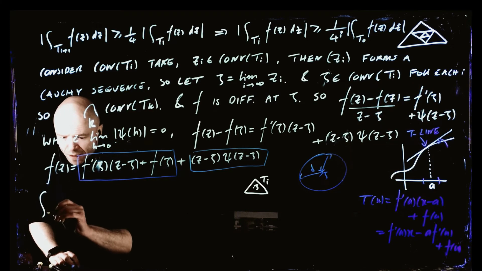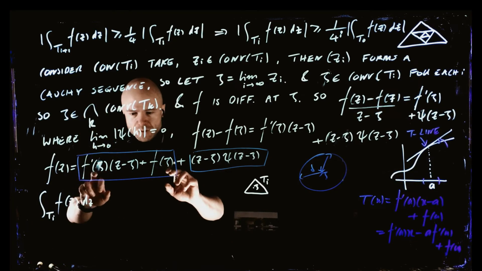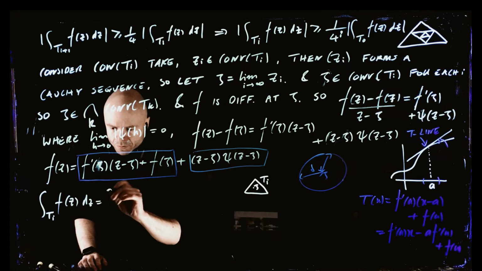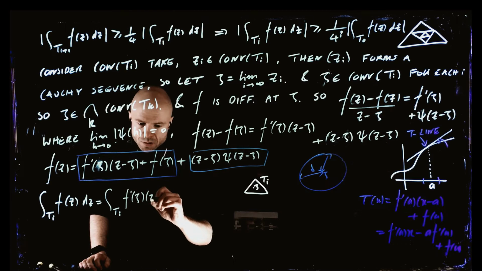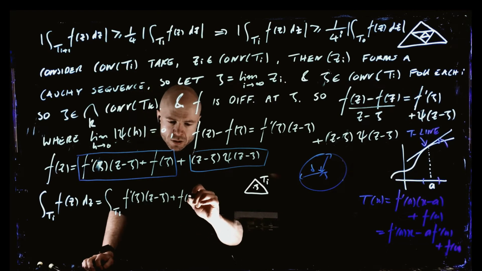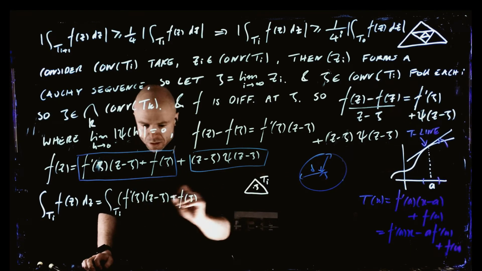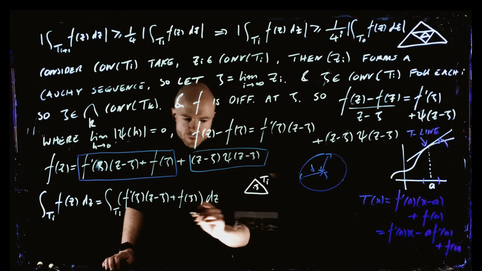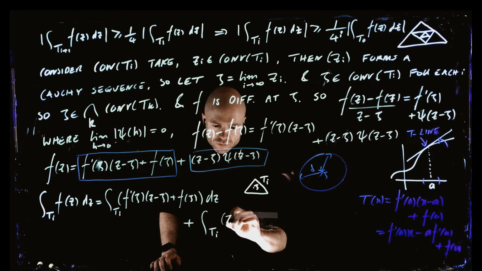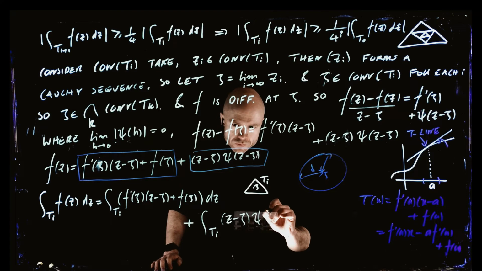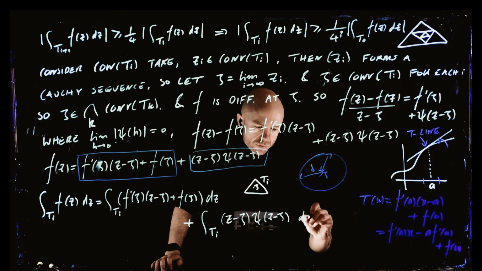All right, so if we integrate around triangle T_i of f(z) dz, then it's going to be the integral of this part plus the integral of this part. And again, zeta is just fixed, right? Plus the integral of this thing. All right.